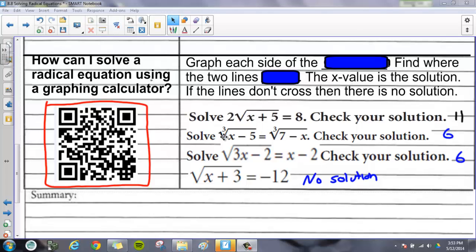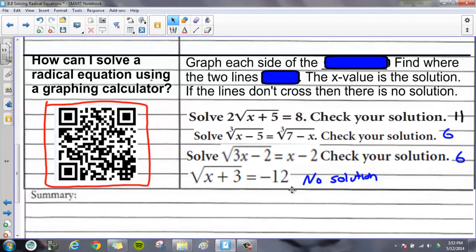So each of these problems were the problems we already solved. I got the 2 square root of x plus 5 equals 8. We found the solution to that, it was 11. I got this next one down here. We found that one was equal to 6. This one even turned out to be equal to 6 as well. And the last one on the bottom, there was no solution for that one. So I'm going to show you how we can graph these to find the solutions.